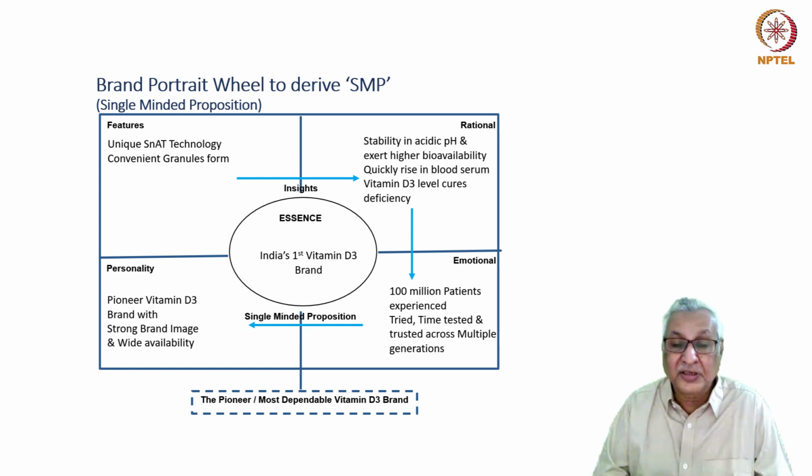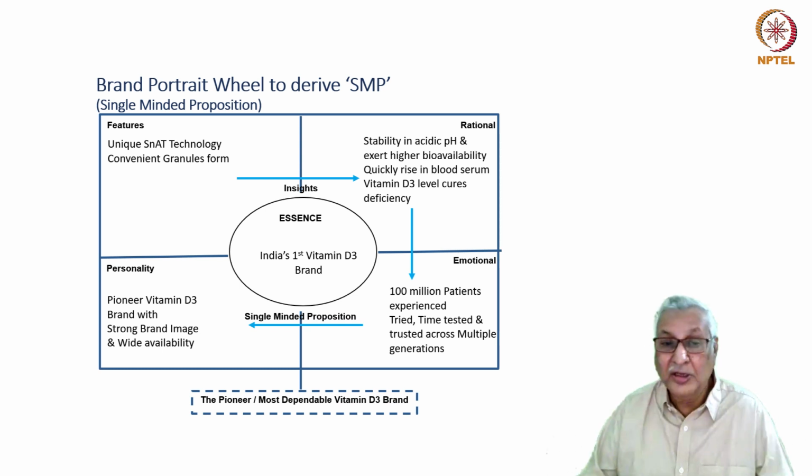And the ultimate signature line is that it is the pioneer and it is the most dependable vitamin D3 brand in the country. That is how you develop a brand plan and run it through the entire organization, train the people, motivate the people, pivot the detailing plan around the key aspects of the brand plan, and make sure that the brand plan is executed and the requisite revenues are generated.